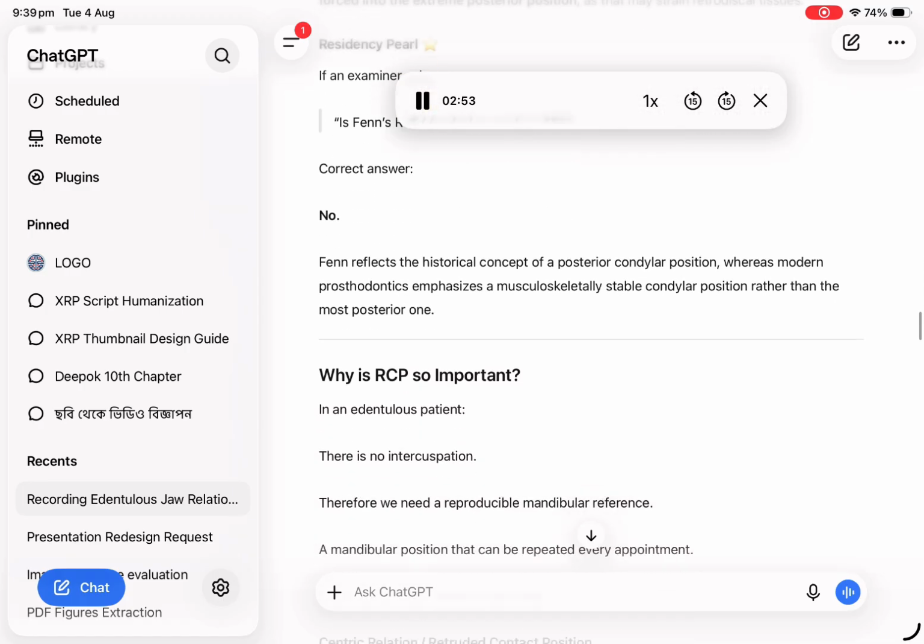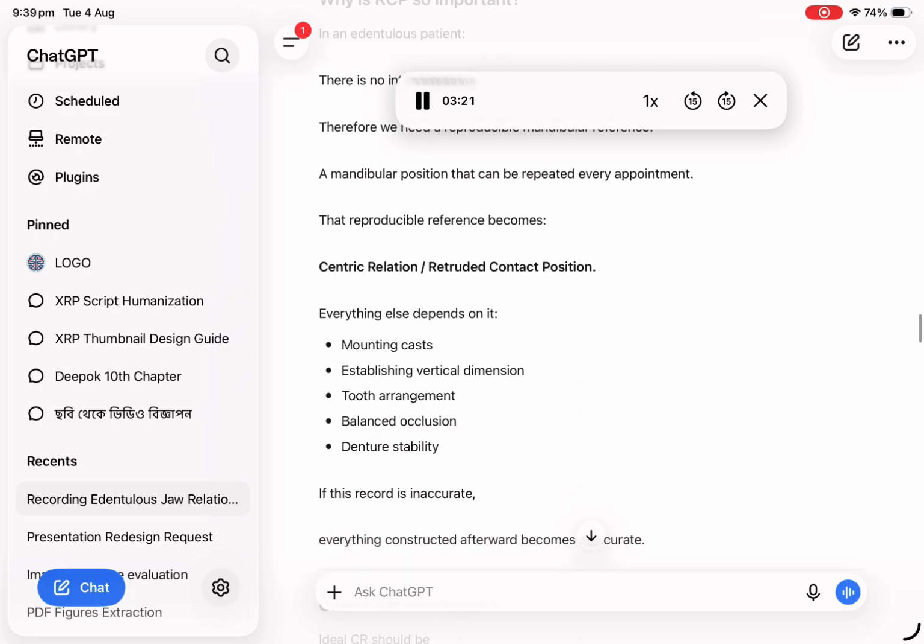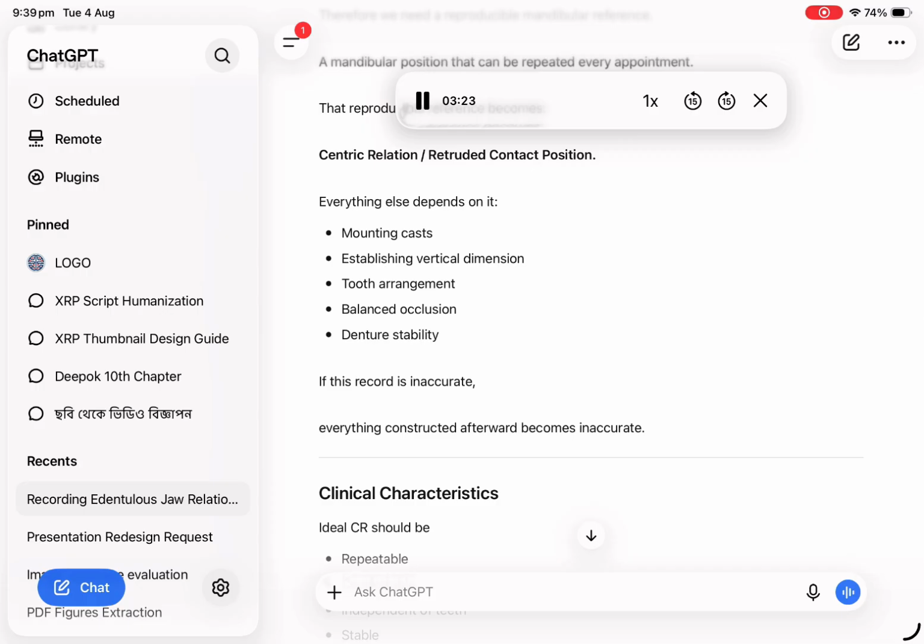Why is RCP so important? In an edentulous patient, there is no intercuspation. Therefore, we need a reproducible mandibular reference, a mandibular position that can be repeated every appointment. That reproducible reference becomes centric relation, retruded contact position. Everything else depends on it: mounting casts, establishing vertical dimension, tooth arrangement, balanced occlusion, denture stability. If this record is inaccurate, everything constructed afterward becomes inaccurate.